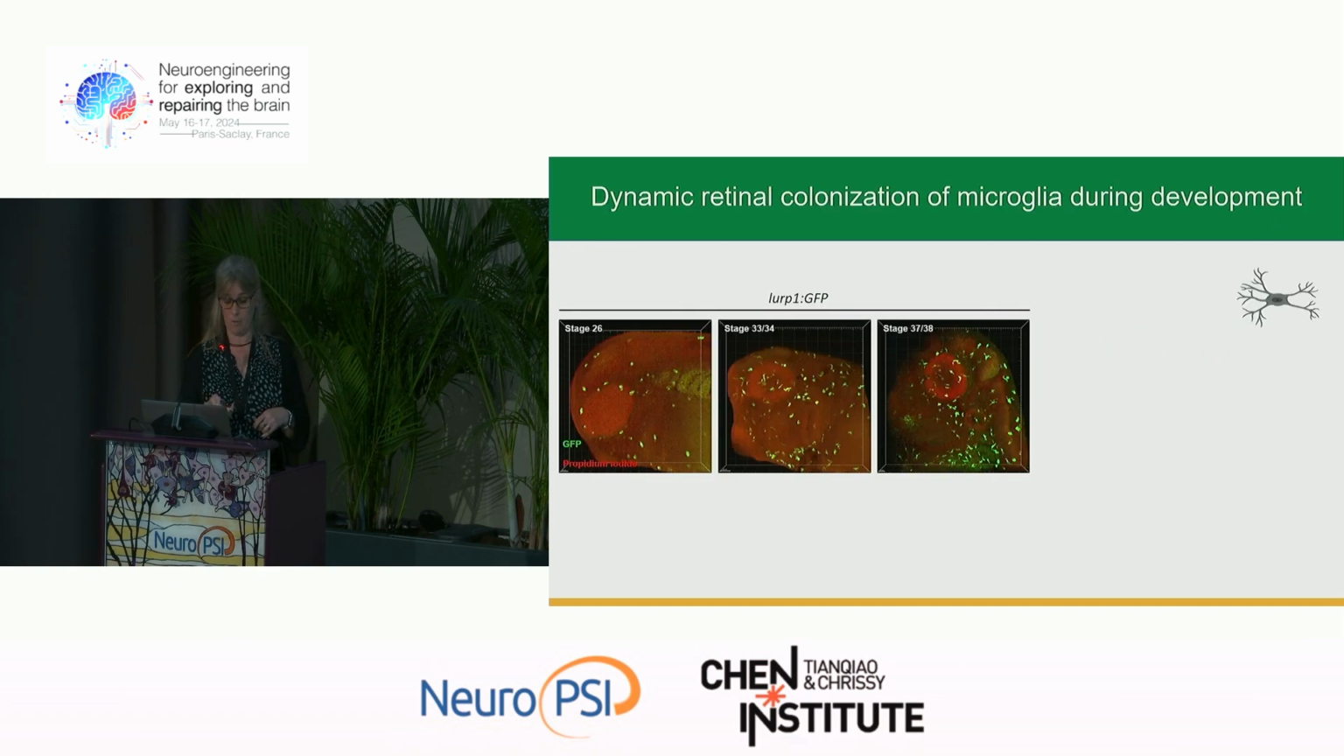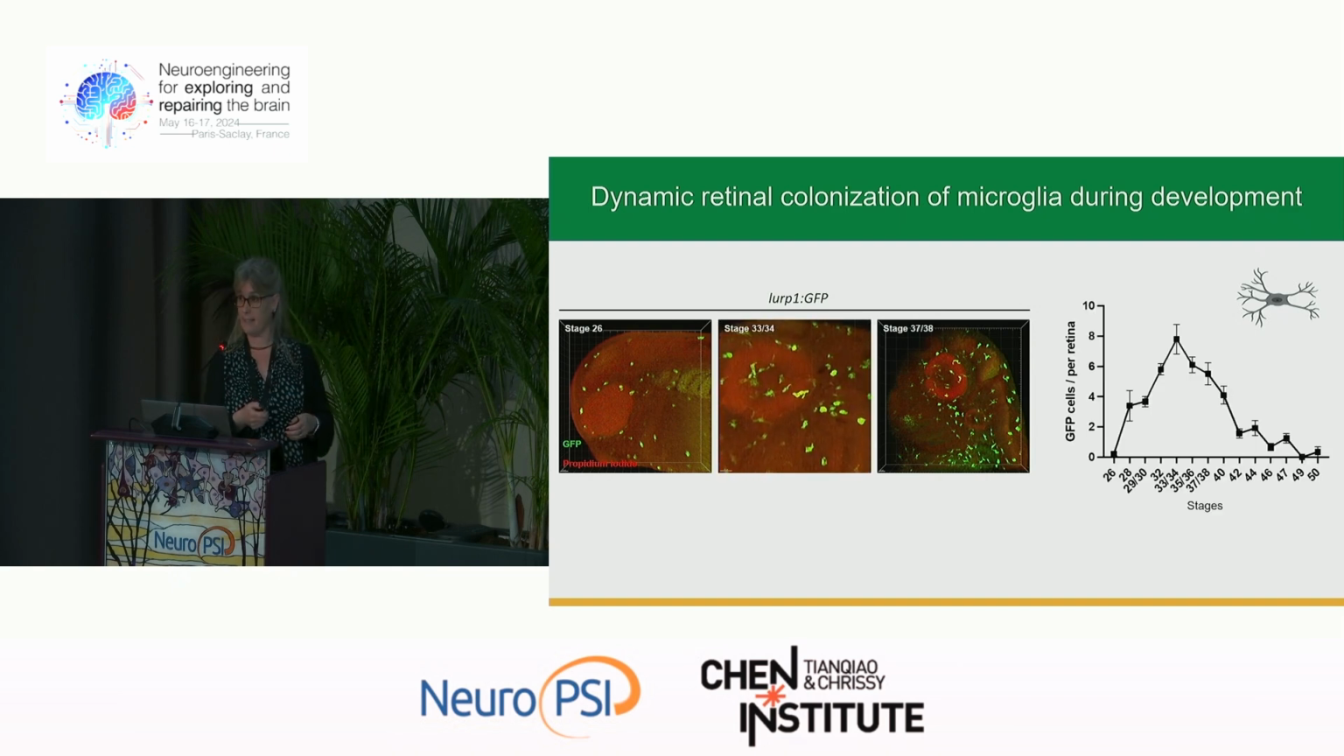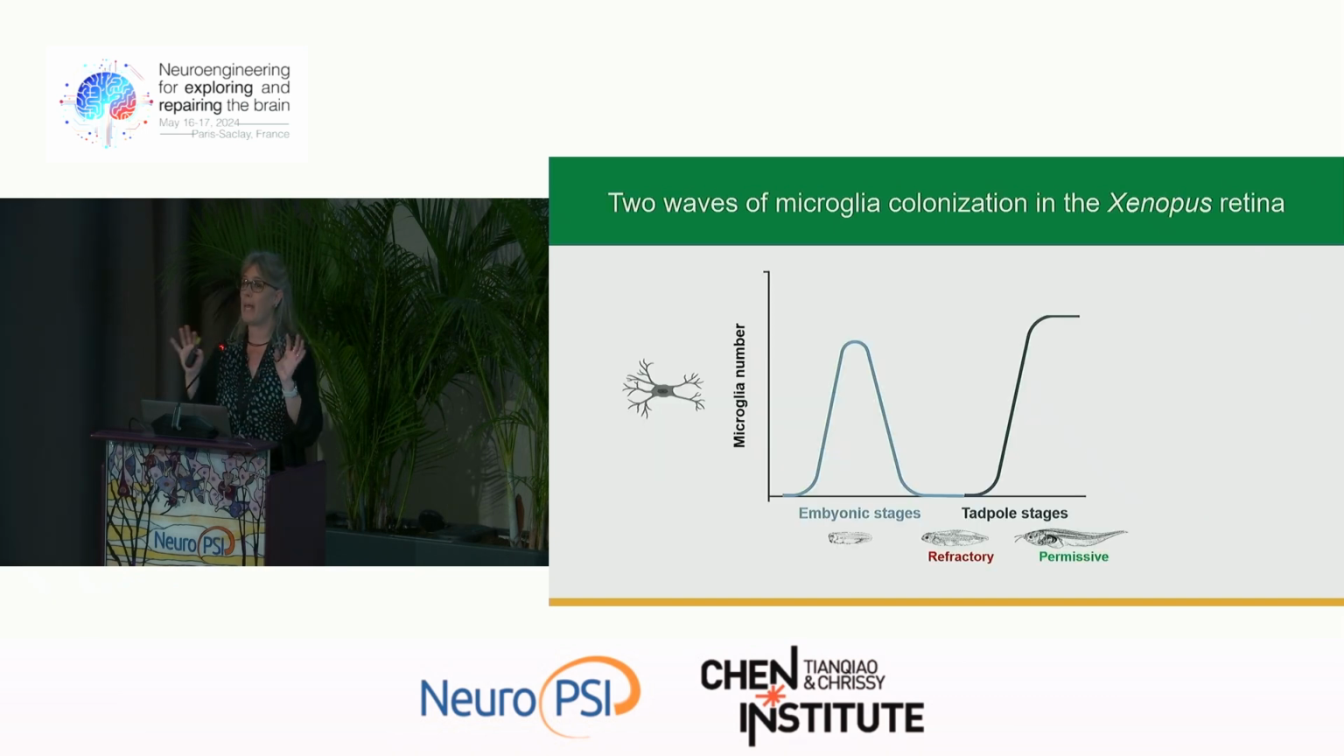So then we went earlier during development to know what's happening there. Here we took advantage of a transgenic line, allowing us to monitor microglia, to quantify the number of microglia infiltrating the eye. And what we found is that actually, yes, there are microglia entering into the retina during development, but then this number drops at the end of embryogenesis, reaching almost zero in the early stage of the tadpole. So if we put together what I've told you during the tadpole stage and what we found here in embryonic stage, it seems that there are two waves of microglia colonization in the retina, one during the embryo and one at the tadpole stage.